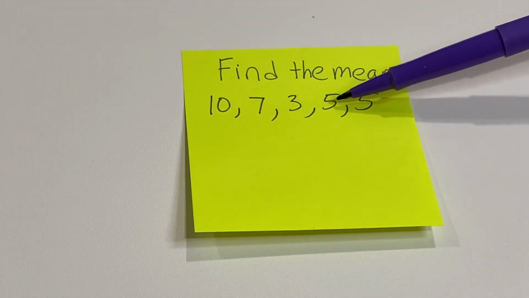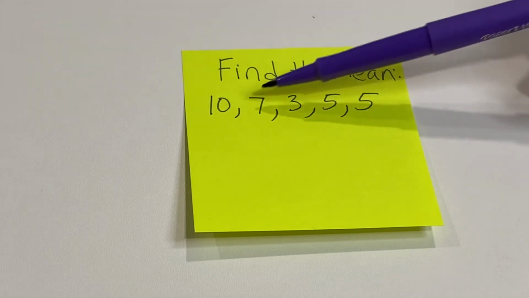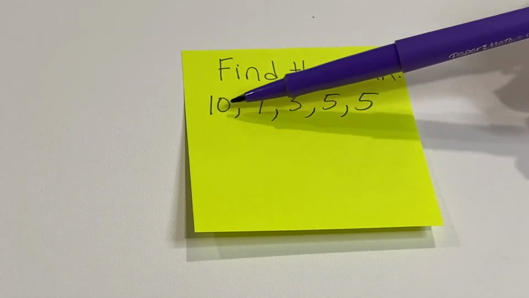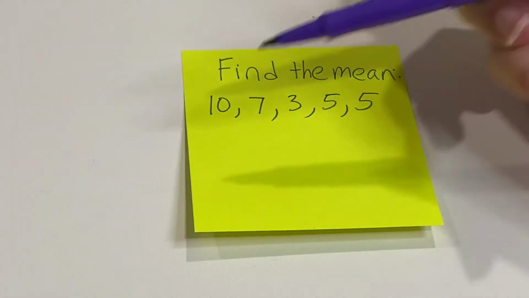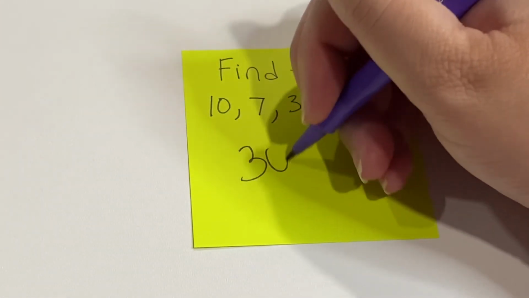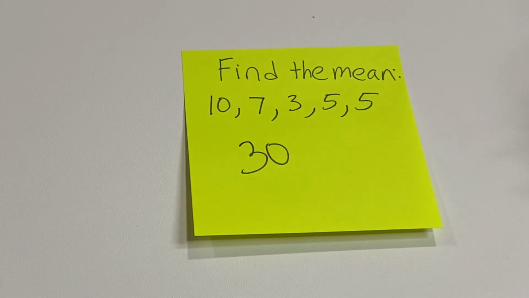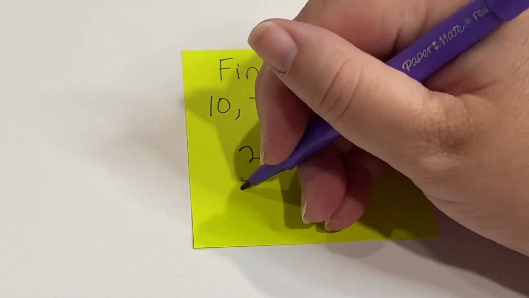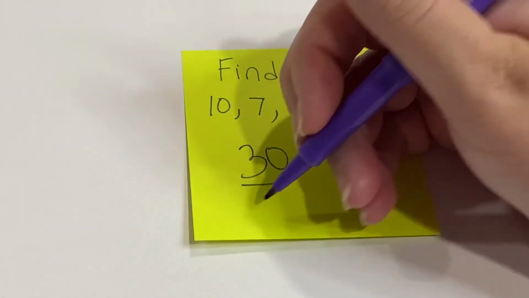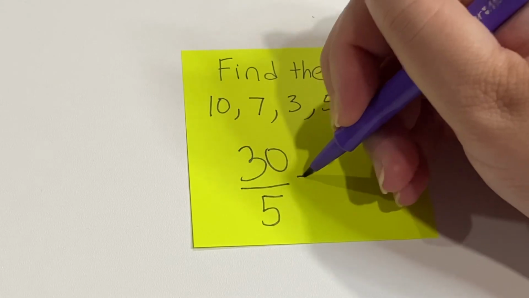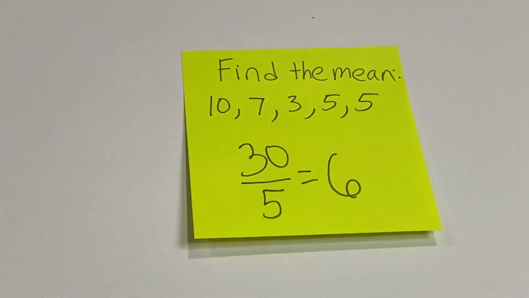5 plus 5 is 10, and 7 plus 3 is 10. So this is a really easy one to do mental math. So we got 10, 10, and 10. So we have 30 when we add all of the numbers. And then we're going to divide by 1, 2, 3, 4, 5. There's 5 numbers, so we're going to divide by 5. And our mean is 6.